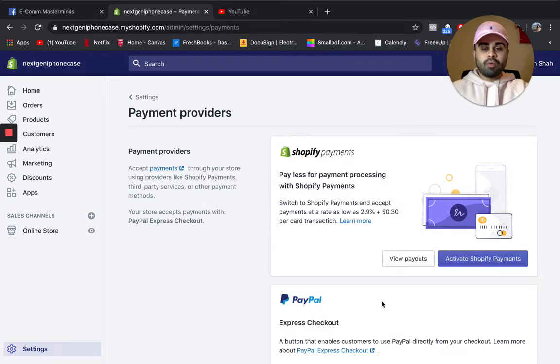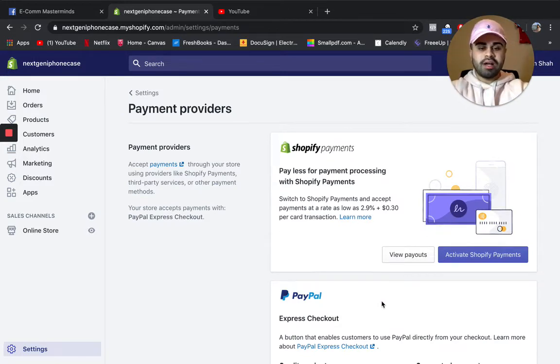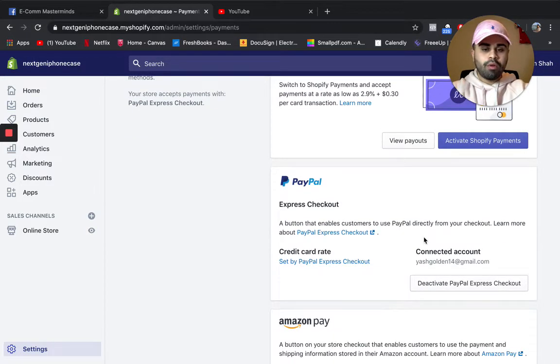Okay, so what you want to do in payment providers is obviously enable, first of all, PayPal. I know a lot of people say don't have PayPal. A lot of people say only have Shopify Payments. And I could see why, because once you start doing a good volume of orders, there's no specific number, sometimes they put your money on hold. I remember last year I had about $12,000 or $13,000 on hold.